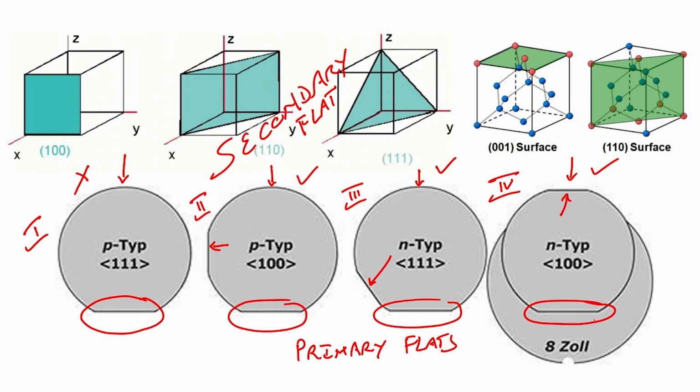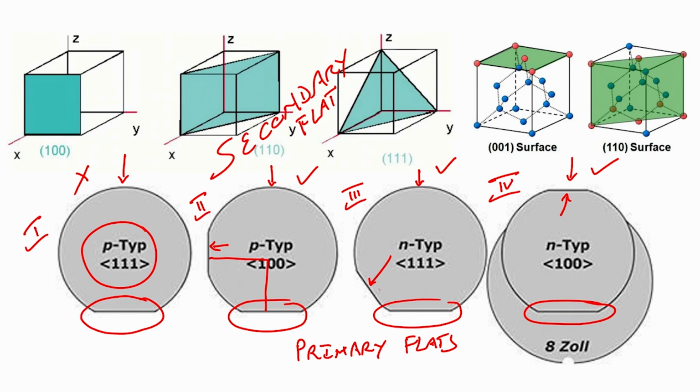So, what is the use of having this secondary flat? Now, if there is no secondary flat, that means we can say that this is p type 111. So, you will understand that the wafer which will not have a secondary flat is having 111 orientation and it is p type silicon. If the secondary flat is at 90 degree with respect to primary flat, then we say that this is a p type 100 wafer.